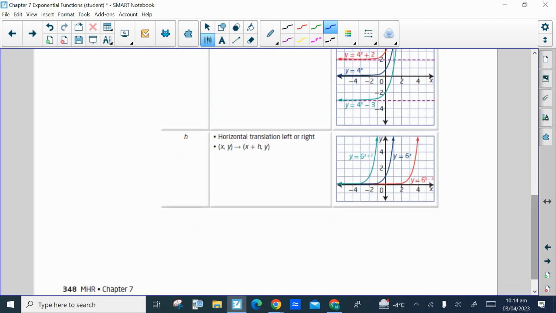And then the last one, horizontal translation, left or right. So that is our h value. Remember, h is hooked directly onto the x. Whatever happens to the x happens to the x minus h. In this case, it's part of the exponent on the base.